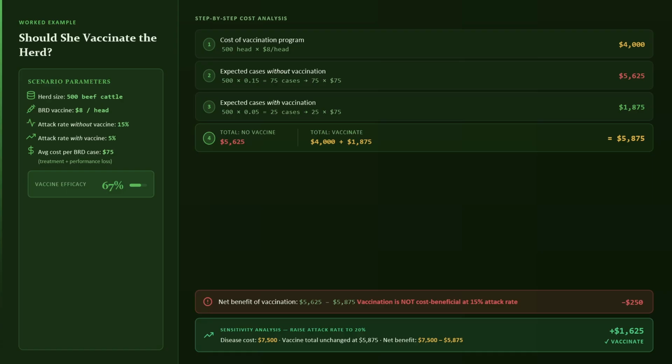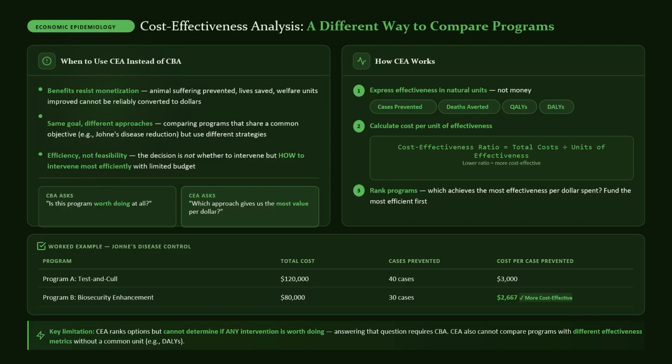$5,625 in disease cost. With the vaccine, the attack rate drops to 5%, just 25 cases, or $1,875. But add the vaccine and vaccinating costs, which totals $5,875. So vaccinating actually costs $250 more. Not cost beneficial here, but watch what happens in sensitivity analysis. Raise the attack rate to 20%, and now vaccination saves over $1,600. The decision flips.